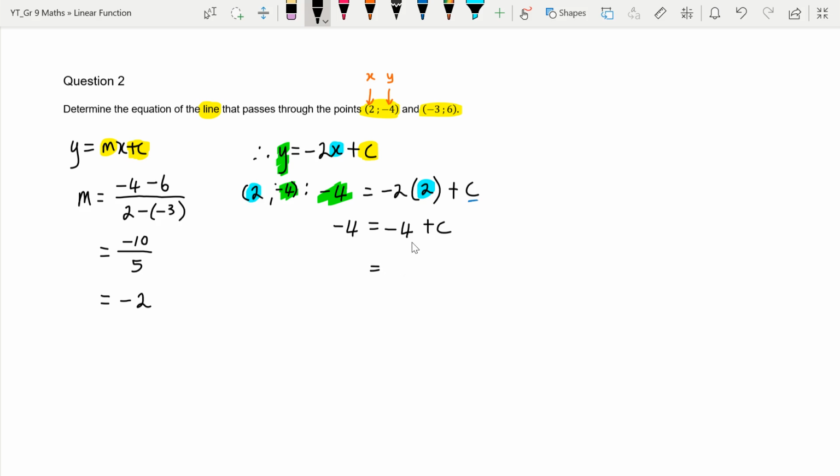And then to get c by itself, I am just going to plus 4 on this side because then it makes that go away. Then I've got c by itself. But then as long as I just do the same thing on the other side, it actually just gives me 0. So c is equal to 0. The y-intercept will be 0. So therefore, our final equation would be y is equal to negative 2x plus 0. So we don't even have to write that. And there is the equation of the line.